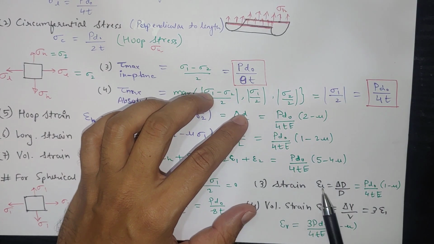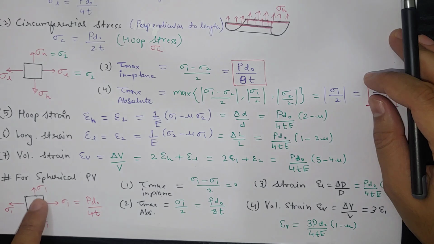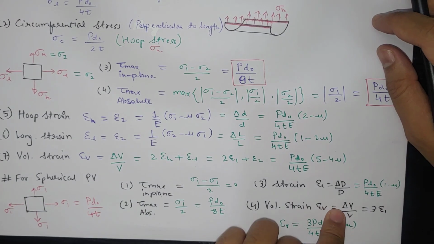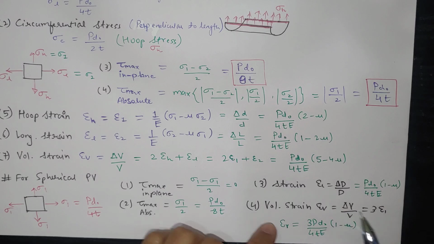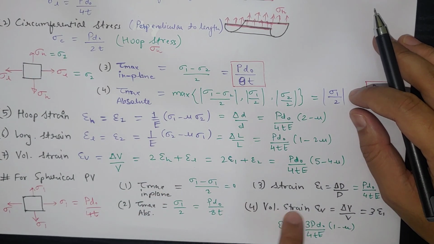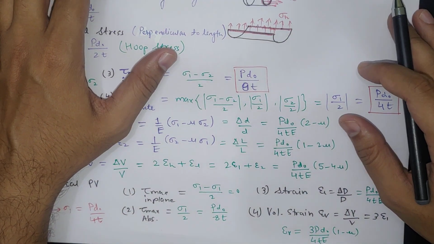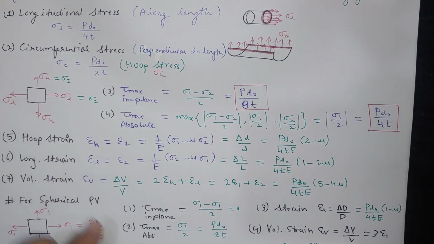For strain, epsilon d divided by d is P denoted by 4T times (1 minus mu), because sigma 1 and sigma 2 are both the same. And for volumetric strain, it is simply 3 times the strain, so we have to multiply this formula by 3. So this is how we calculate volumetric and normal strain, and this is it for the thin pressure vessel, and see you in the next video.